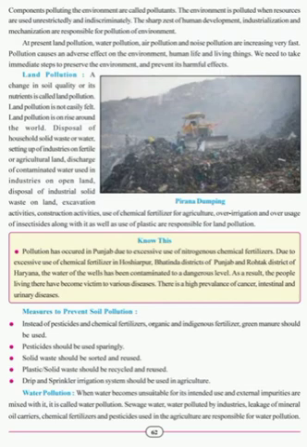Measures to prevent soil pollution. Instead of pesticides and chemical fertilizers, organic and indigenous fertilizer, green manure should be used. Pesticides should be used sparingly. Solid waste should be sorted and reused. Plastic or solid waste should be recycled and reused. Drip and sprinkler irrigation system should be used in agriculture.